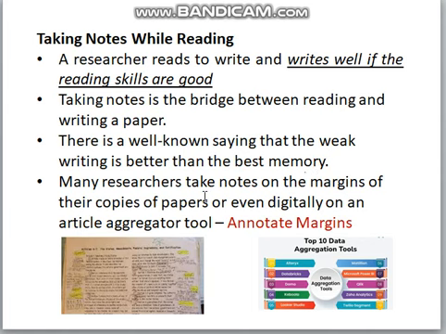Many researchers take notes on the margins of their copies of a paper, or even digitally on article aggregator tools. This is a sketch to show how a researcher makes notes or a summary of the paper on the margin of the paper, which is called annotating the margin. There are also various online aggregator tools available to help with taking notes while reading.